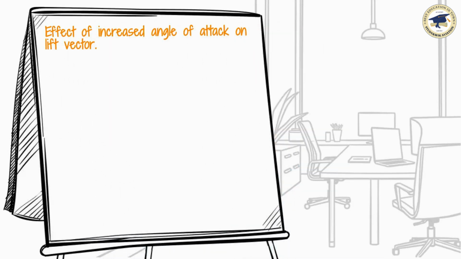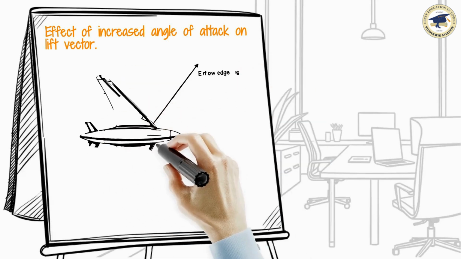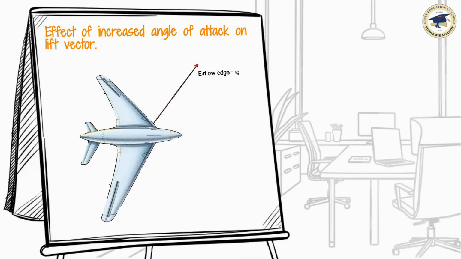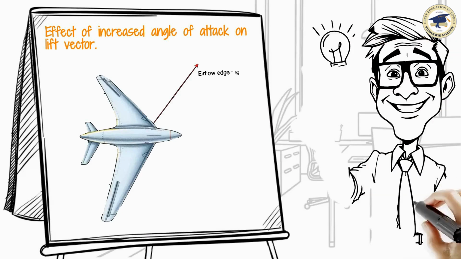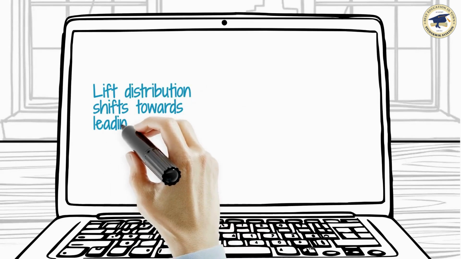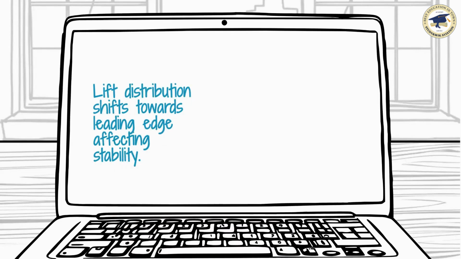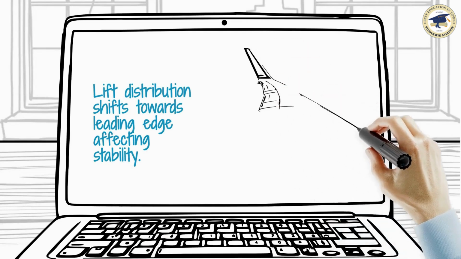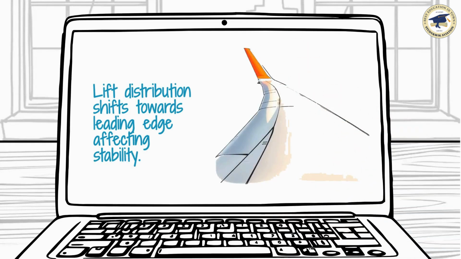Further increasing the angle of attack causes the top airflow to become more turbulent at the trailing edge and start to separate away from the wings. Most of the lift is now generated near the leading edge of the wings. Thus, the lift vector moves further forward, closer to the weight vector. Consequently, the airplane becomes less stable since the moment between lift and weight reduces.